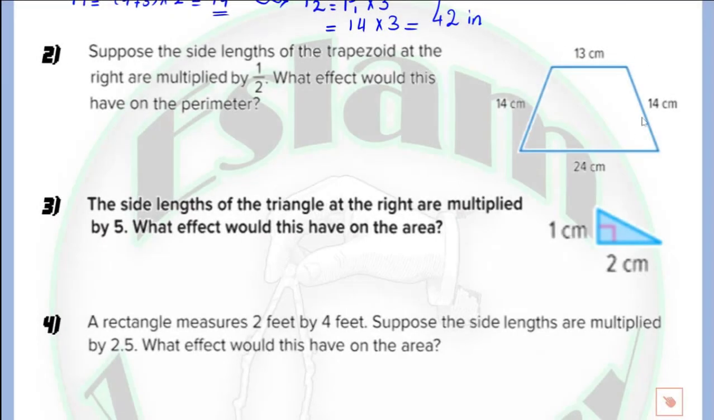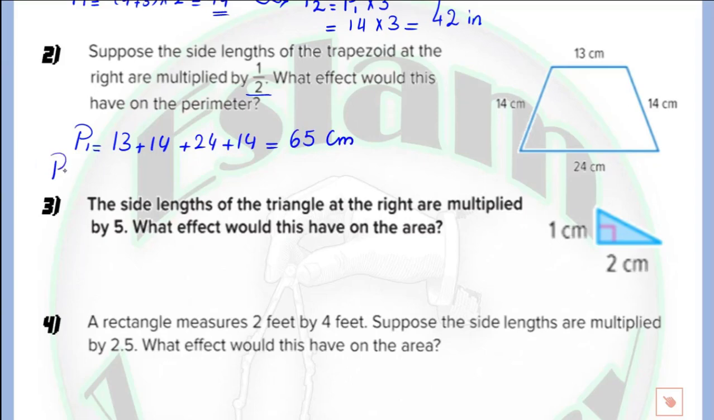In question number 2, we have a trapezoid. Suppose that we multiply all of the sides by half. We need to know the new perimeter now. We know that the perimeter equals the sum of the side lengths. All we have to do is add all of the sides. So it would be 13 plus 14 plus 24 plus 14. By adding all of the sides, you will find that the answer equals 65 centimeters.